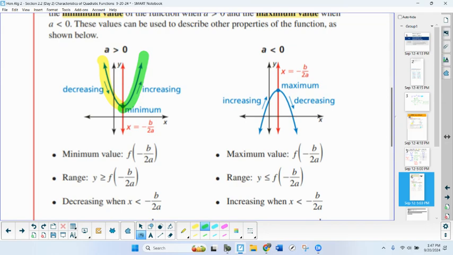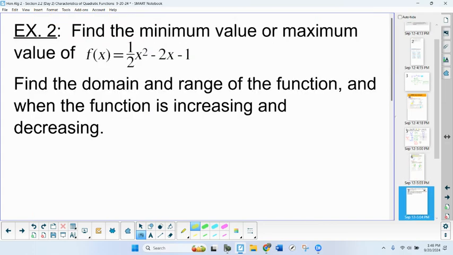Here, as I read from left to right, I'm increasing until I get to this value. And then I'm decreasing after that value. I think the best way to do this is an example. So once again, still in standard form. Find the minimum, the maximum, the domain, the range. When is it increasing and when is it decreasing? A lot there. Okay. Minimum or maximum?